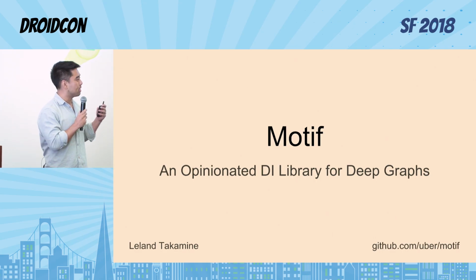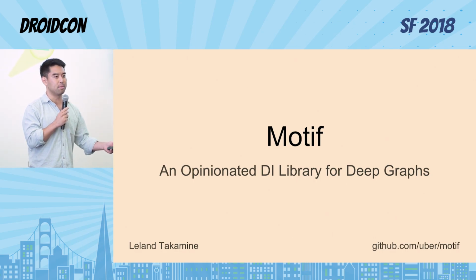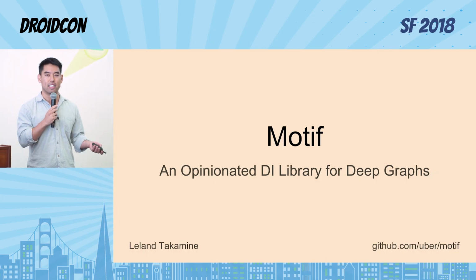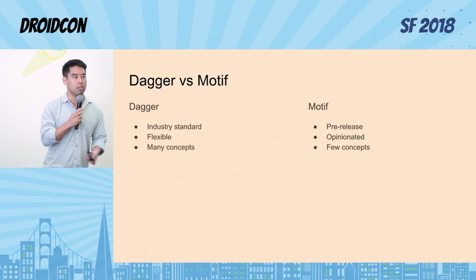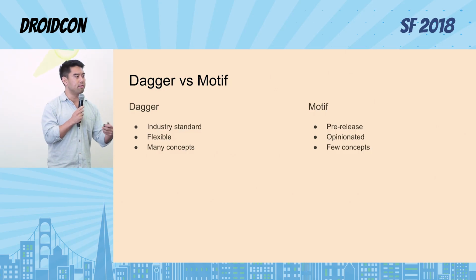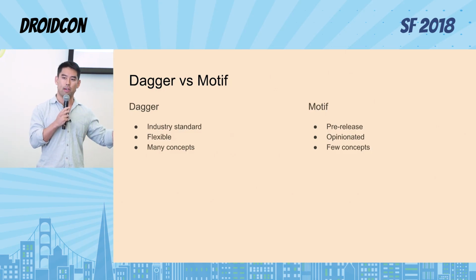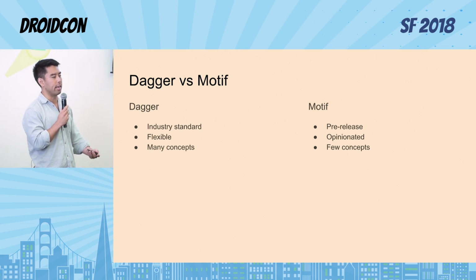And specifically, let's dive into a question that I think is the elephant in the room, which is, why do we need a new dependency injection system? First, we'll talk about Dagger versus Motif. The first thing I'll say is that Motif is actually an abstraction on top of Dagger. It offers a completely separate, slimmed down, simpler API, but under the hood, it's actually generating Dagger.